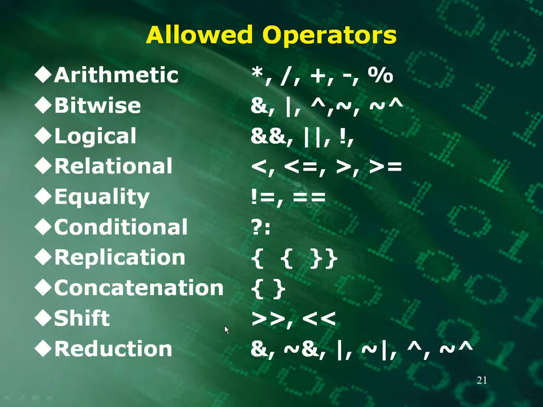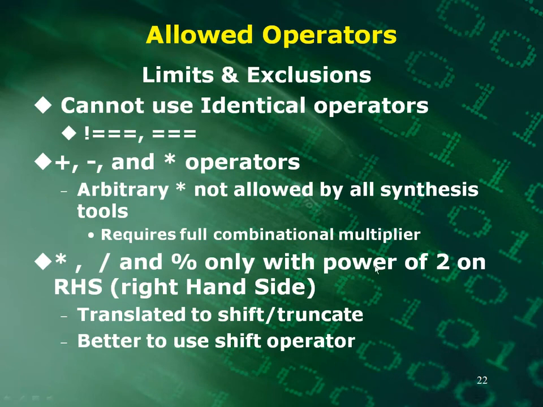Okay, so here are the allowed operators, which are most of the operators. There are a few that aren't used, but here we have arithmetic operators. There are some limitations on the multiply, divide, and modulus, but you can use plus and minus and all of these. You can use the bitwise, the logical, relational, etc. All of these different types of operators you can use in your RTL code.